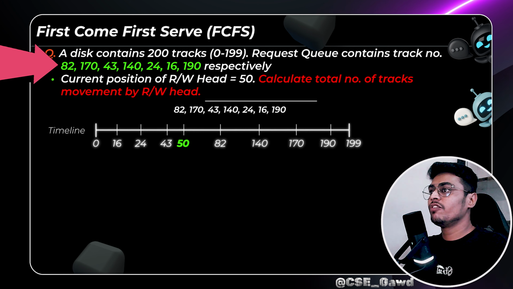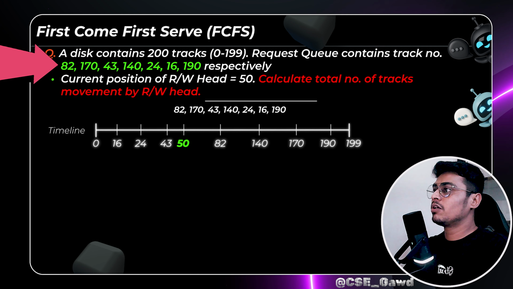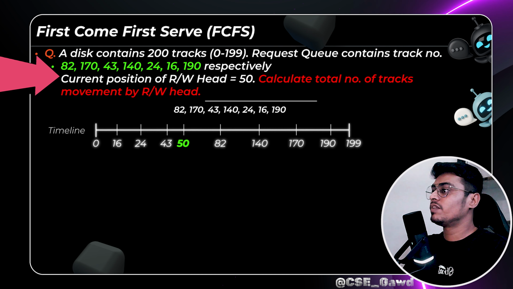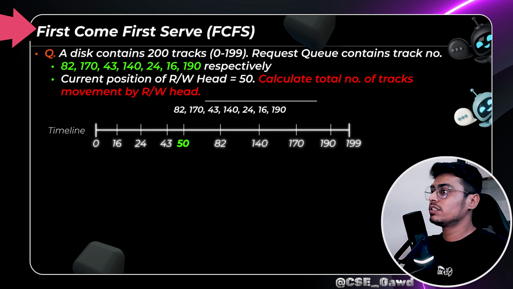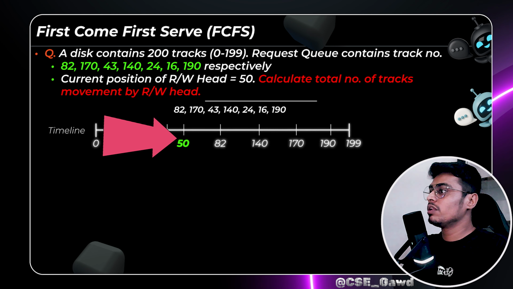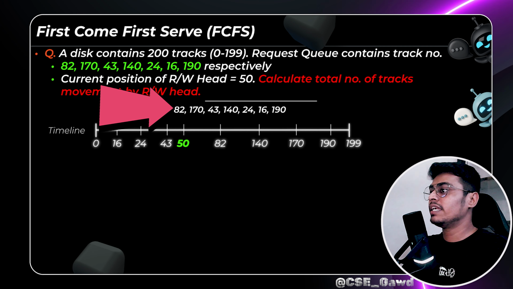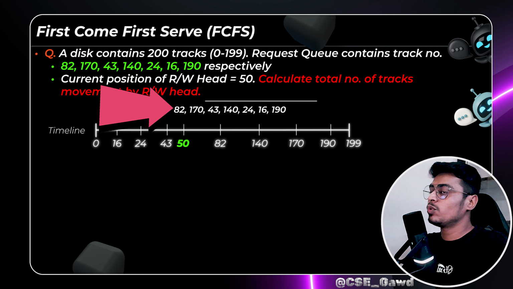In every algorithm we will take this same question as our example, because we have to understand the algorithm first. The current position of the read-write head is 50. In FCFS, we simply service the requests in the order they arrived. So our sequence will be 50, then 82, then 170, then 43, then 140, then 24, then 16, then 190. To calculate the total track movement, we find the difference between consecutive positions.